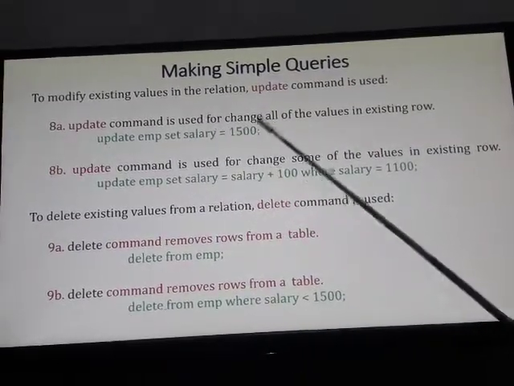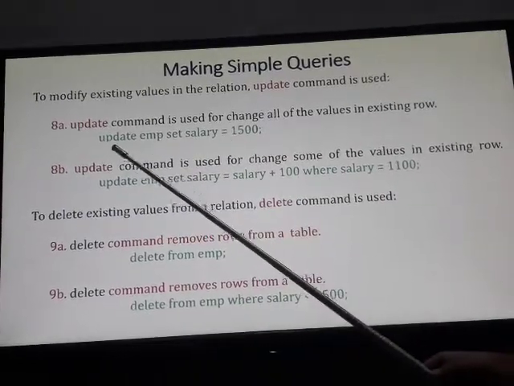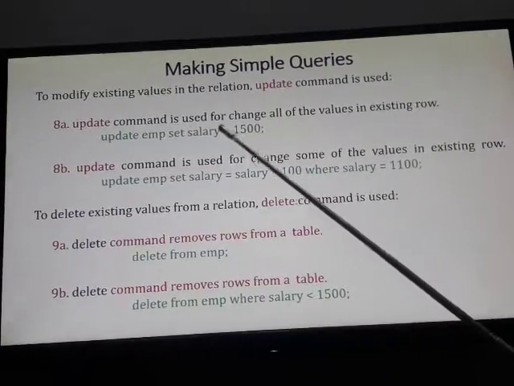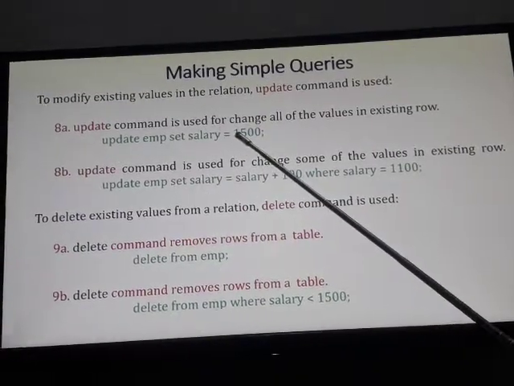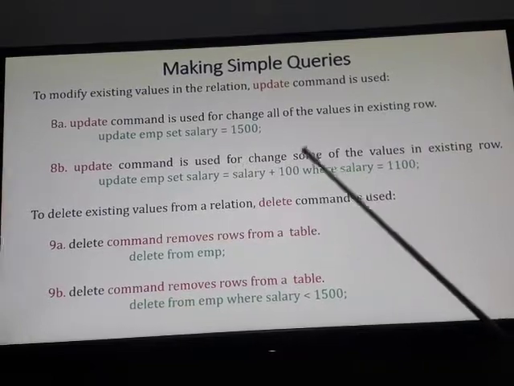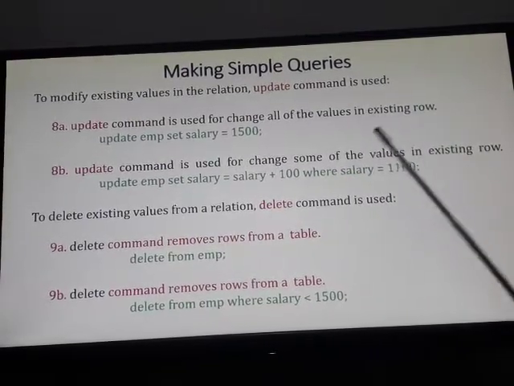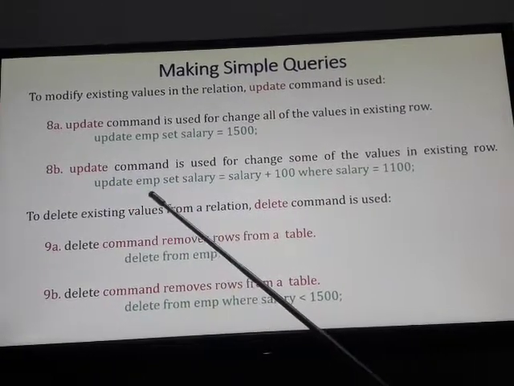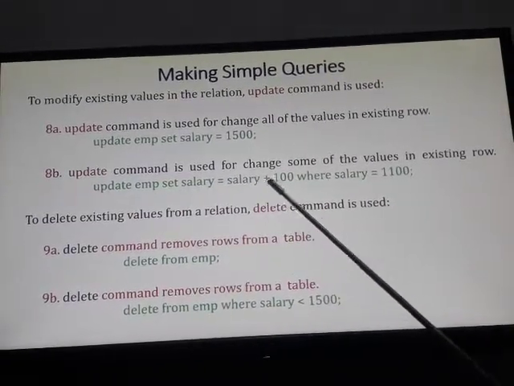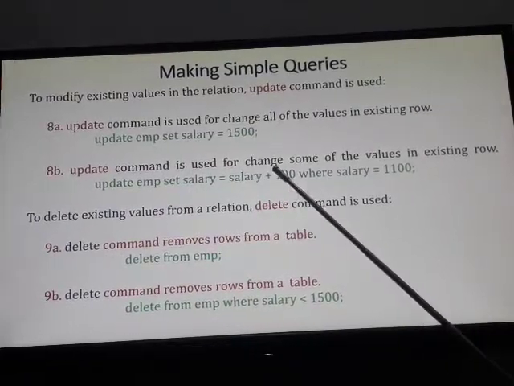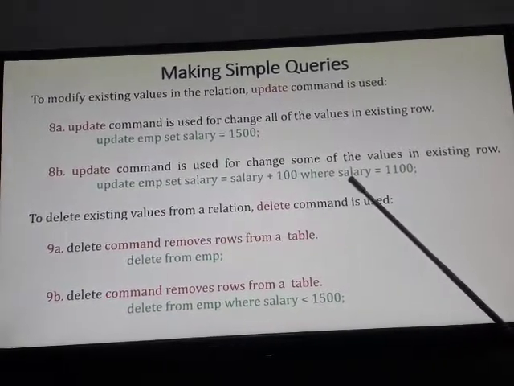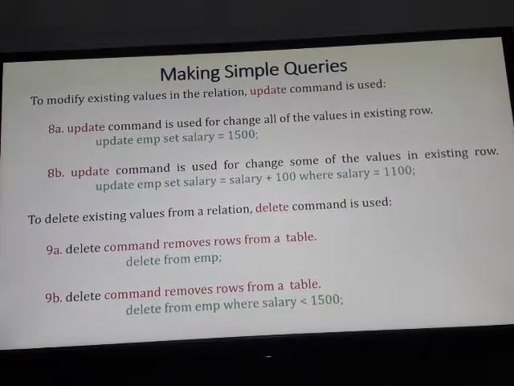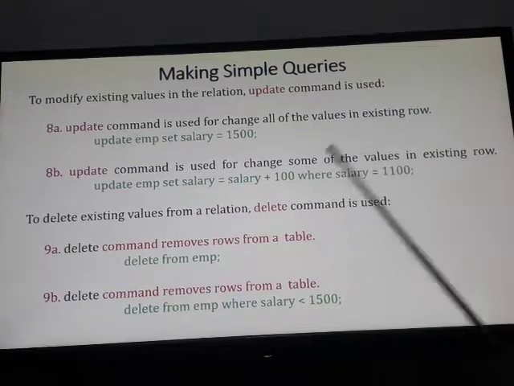Update command is to change all the values. For example, update emp set salary equal to 1500, so it will change salary of all the employees to 1500. If we want to change few values or restriction must be applied, then we have to use update command with where clause. Update emp set salary equal to salary plus 100, that means the previous salary will be added by 100 only for those who are having salary as 1100. If the value of salary is 1100, then their salary will be incremented by 100.